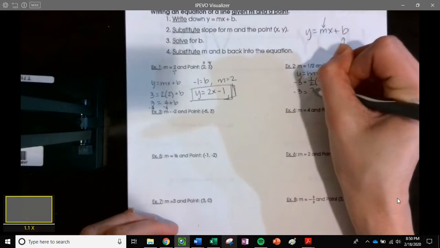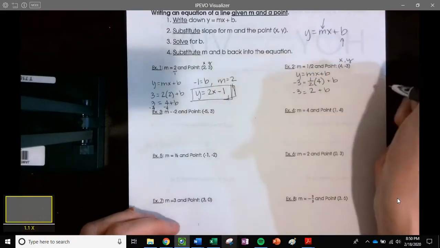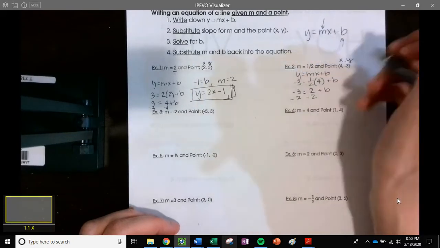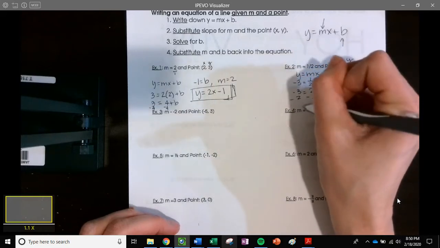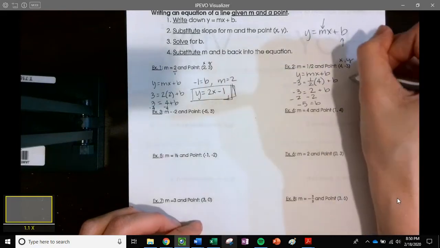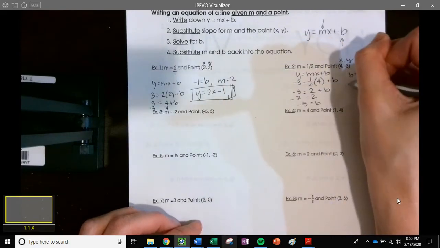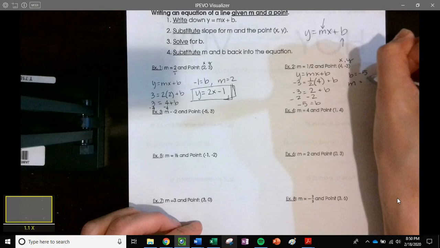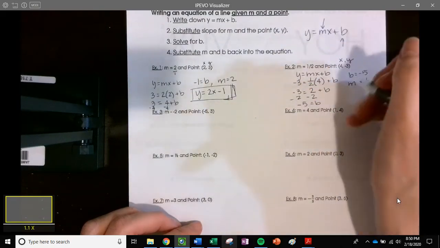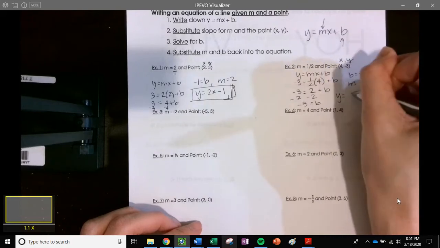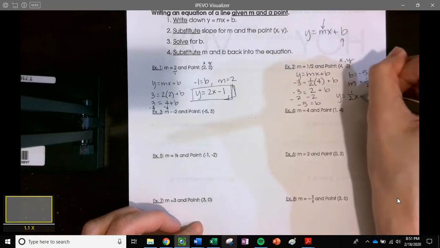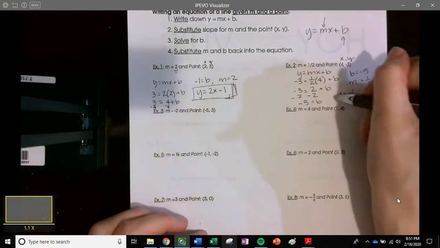The answer is 2. Okay, and I'm going to subtract 2, subtract 2. -3 minus 2 is the same thing as -3 plus -2, so -5 equals b. So my b value is -5. My m was given to me as 1/2. So now I can rewrite this equation. Y remains as a variable. M is 1/2. X remains as a variable. B is -5.